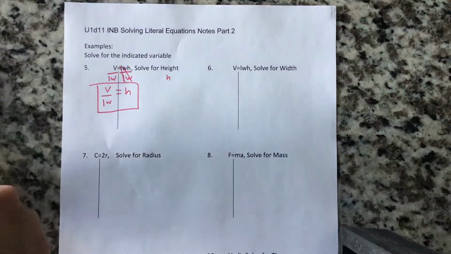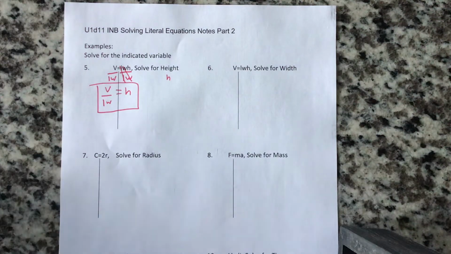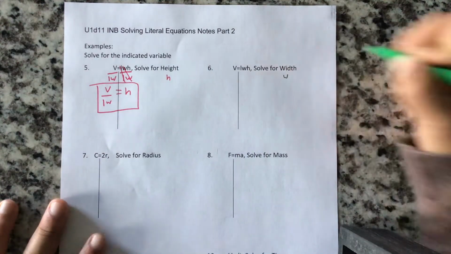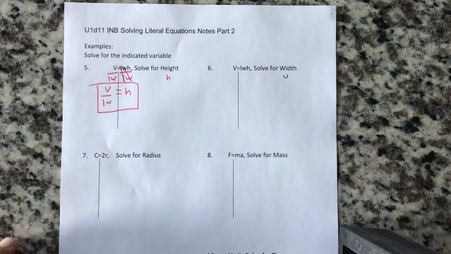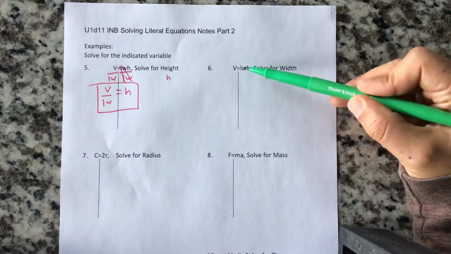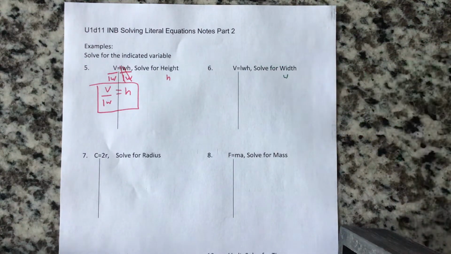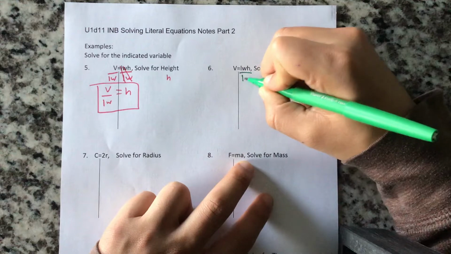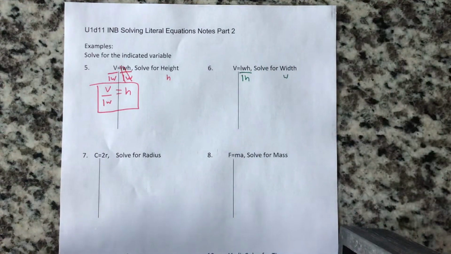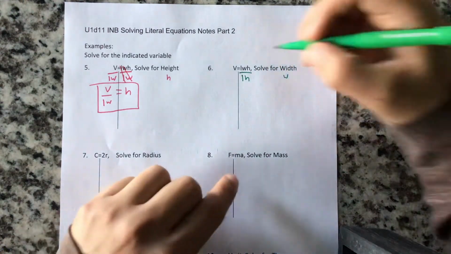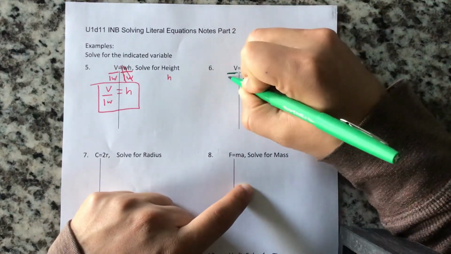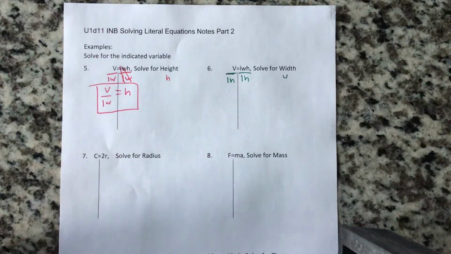Number 6, I have the same formula, V equals LWH, but this time I want to solve for the width, which is little w, okay? So now I need to undo the L and the H. Just like we did in example 5, we're going to divide by length and height this time, because I want to keep the width on this side. So what I do to one side, I have to do to the other. So I need to divide this side by length times height, okay?